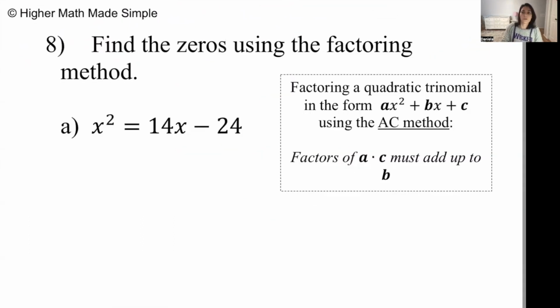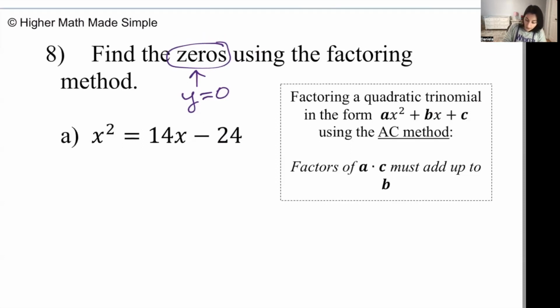So for number 8, there's a vocab word that you absolutely need to know. What does it mean to find the 0? It's called the 0 because you're setting y equal to 0 and solving for x. So what happens when you do have a y value 0 and you solve for x? Graphically, that is going to be the x-intercept. So when you're asked to find the zeros, there could be 1, there could be more. That's why I put the s in parentheses. You're pretty much just finding the x-intercepts.